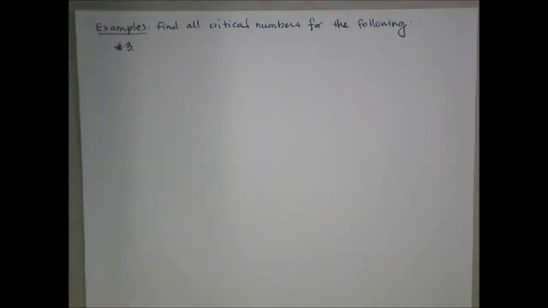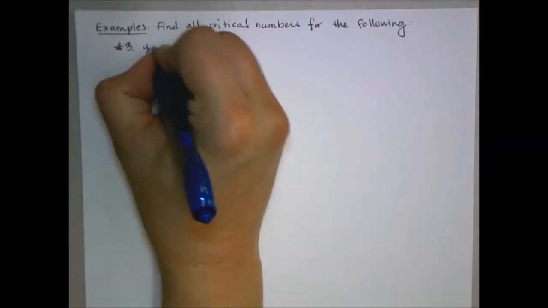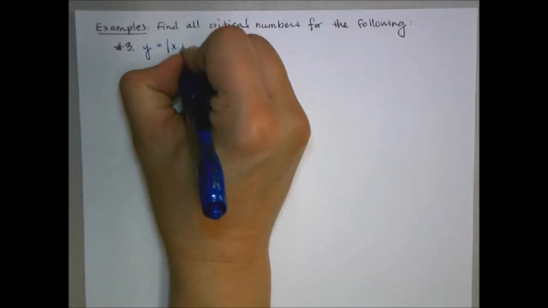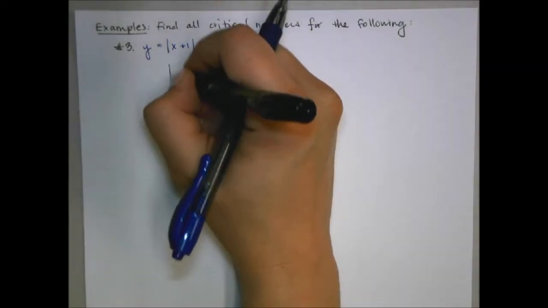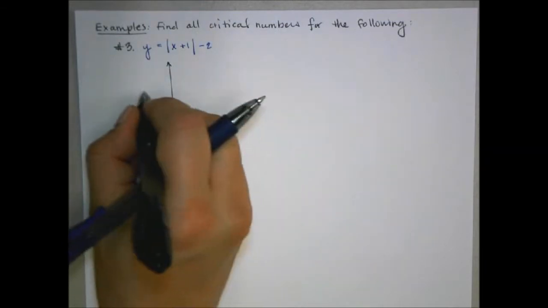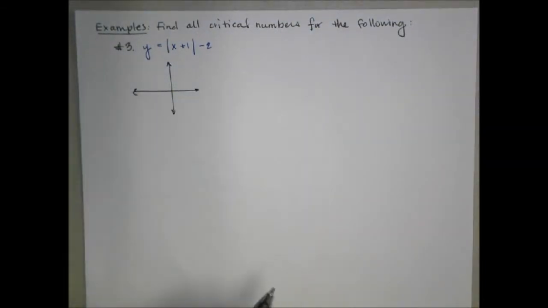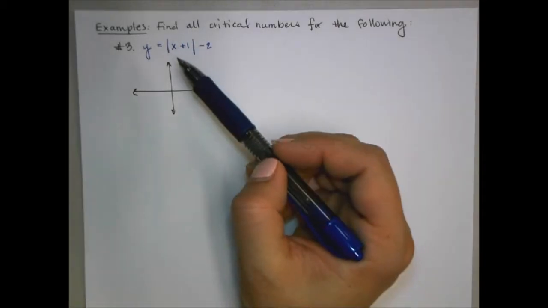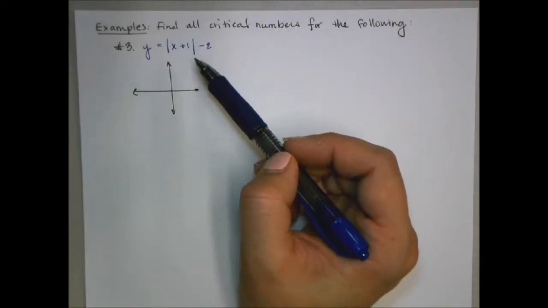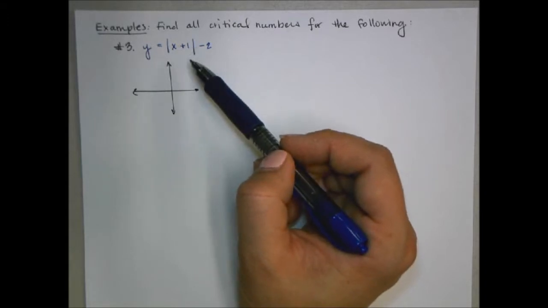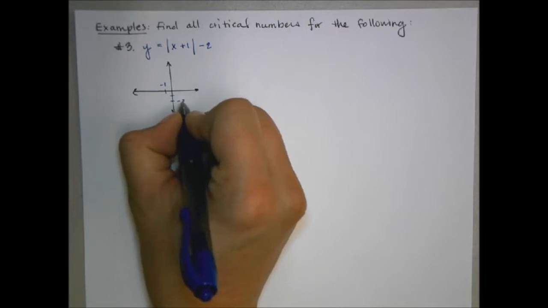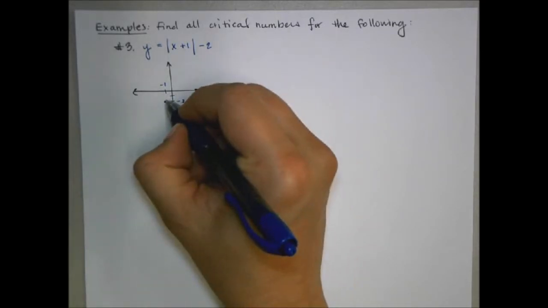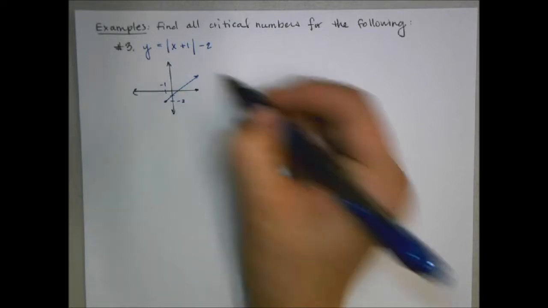So let's take the function absolute value of x plus 1 minus 2. A sketch of this function is actually a quick way to do this problem. We know our linear absolute value function is that V shape. This is a graph that's moved 1 unit to the left and 2 units down. Still has that slope of positive and negative 1.